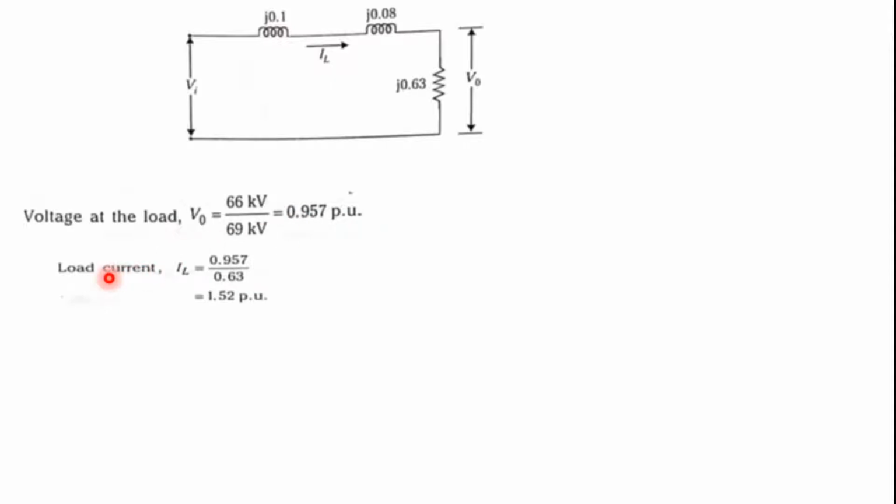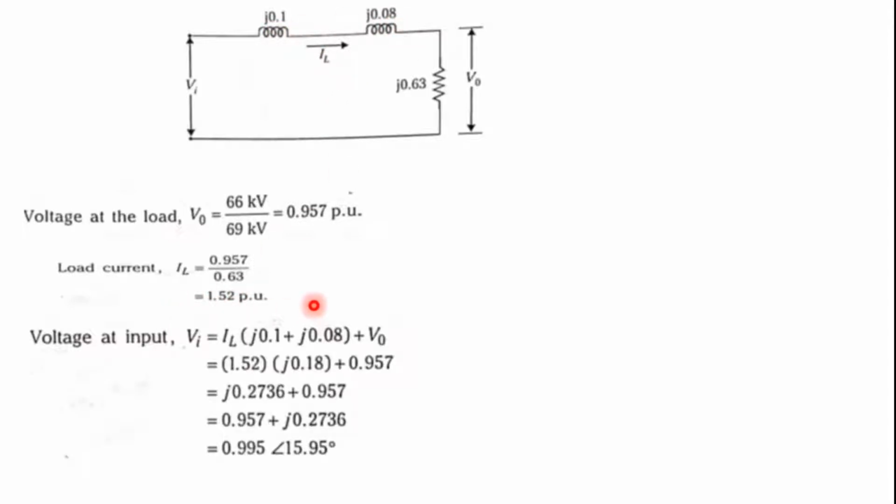So what is the load current? This is the voltage divided by 0.63, because the reactance across the load is 0.63. We already calculated in terms of per unit, right? This is in terms of per unit, for the circuit 0.1, 0.02, all this. So we'll get 1.52 per unit.